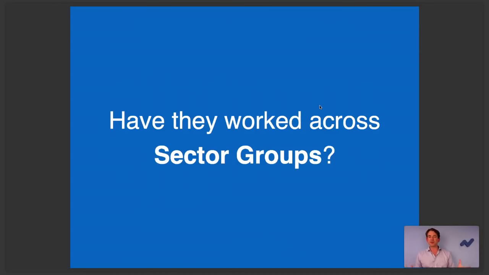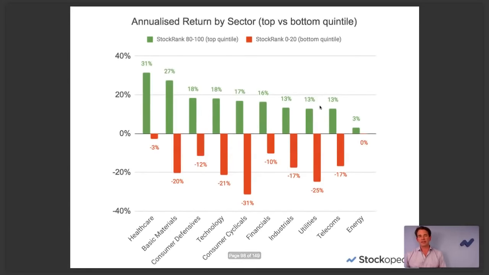Next, have the stock ranks worked across sectors? I often get this feedback from people: how do I know I can trust it for this sector or that sector? And so I've done an analysis on this, and this will show you across the 10 broad economic sectors that we track on Stockopedia the performance of the top 20% by ranking, and the bottom 20% by ranking. And you can see that in every single sector, there has been a positive return for 80 plus ranked shares and a bad return for 20 minus ranked shares, almost all except the energy sector.